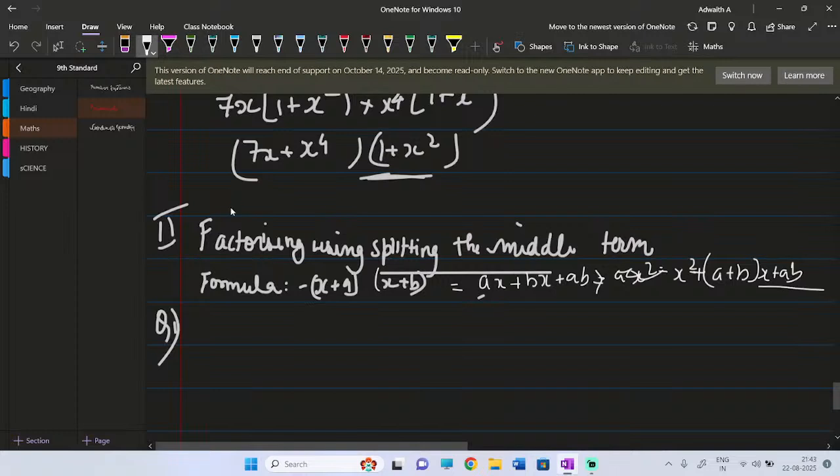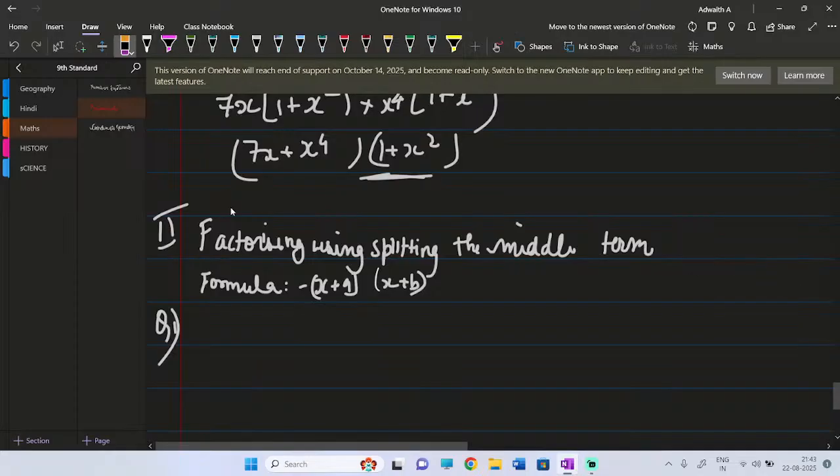That's your formula. x square plus (a plus b) x plus ab. You don't need to write this, this is a derivation of that. If I'm saying x, you know, that's how my maths teacher used to say it, so I'm also following her.